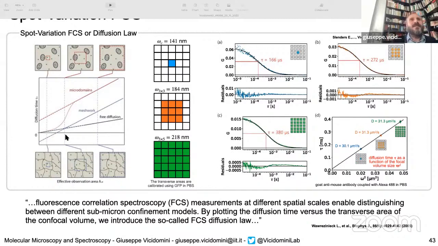And if I plot the transit time, also called the diffusion time, as a function of this volume, I'm also able to distinguish which kind of modality I have in my sample. For example, this is the behavior, the diffusion law: diffusion time versus the size of my probed region. If this line intersects at zero, then you can say that your molecules are moving by free diffusion.